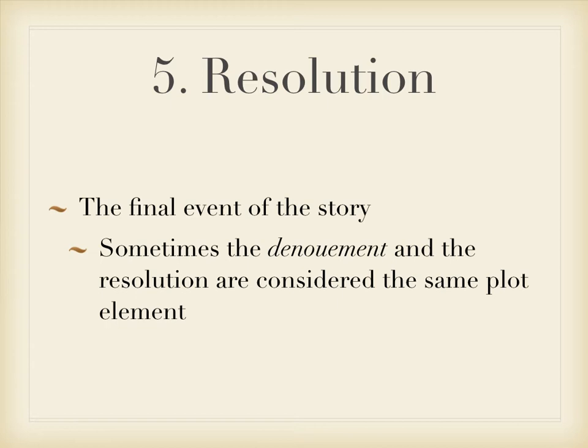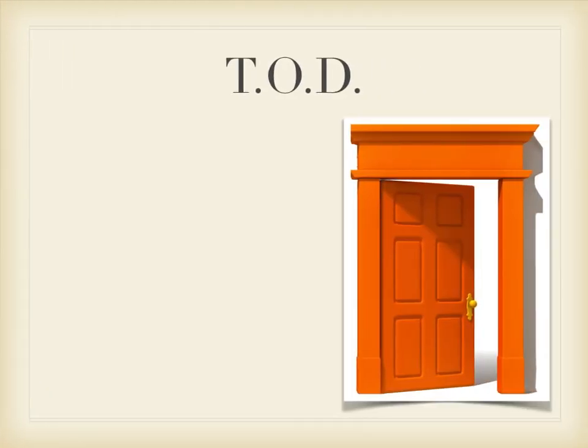So the 5 elements of plot: exposition, rising action, climax, falling action, resolution. Okay, so you're going to want to take out a half sheet of paper. I'm going to ask you 3 questions, and this is going to be your ticket out the door. Here we go. Number 1, what is a protagonist?